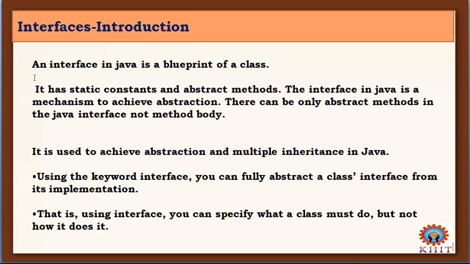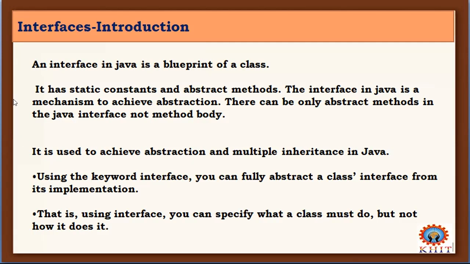So here the first thing is I will go with the introduction for the interface. As we see in the definition, an interface in Java is a blueprint of a class. It has static constants and abstract methods. Interface lo emuntayi, constants, static constants untayi, and abstract methods untayi. Okay. What is an abstract method? Abstract method is nothing but a method which has the name, but it doesn't have the body. Okay, it doesn't have any body.